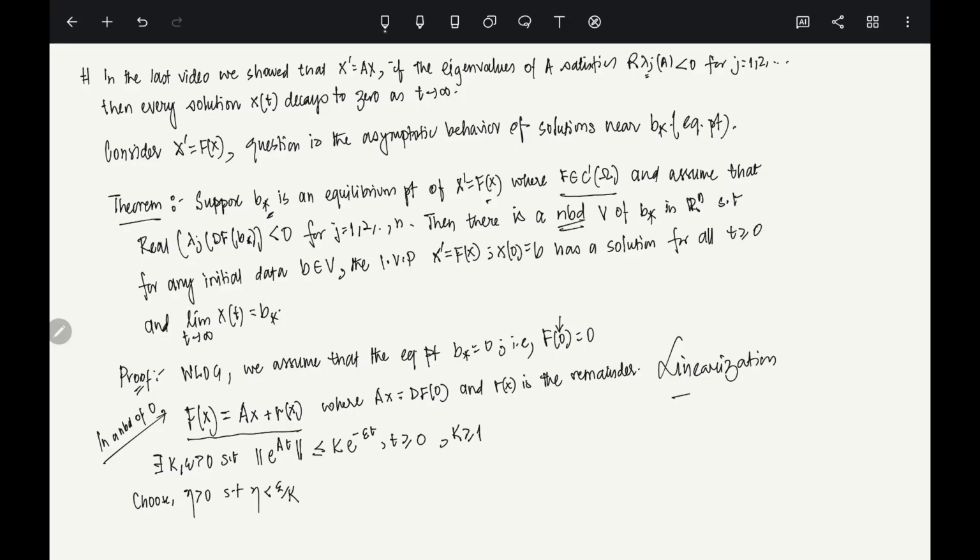So basically, I'm linearizing the original x prime equals f of x with this. And then if I do that, I am not talking about the original equation anymore, but about a constant coefficient equation. Now, let's look at that. So we choose eta greater than 0 such that eta is less than epsilon by k. This is just some technical issue.